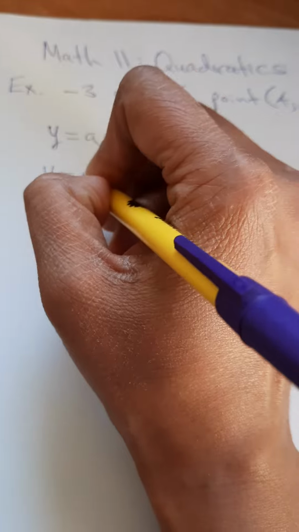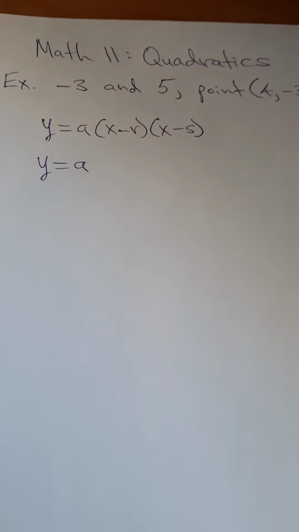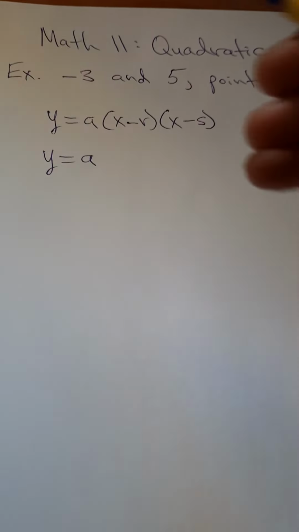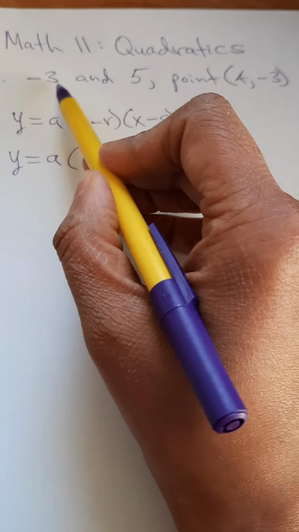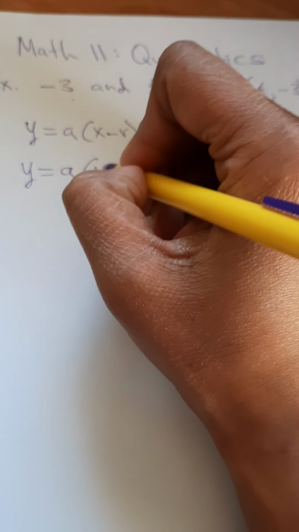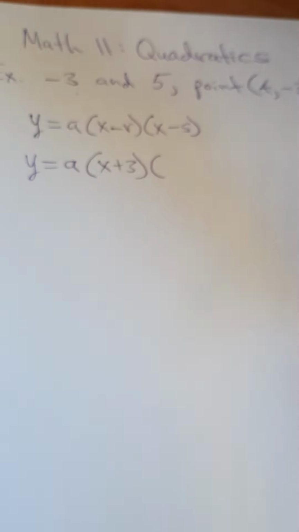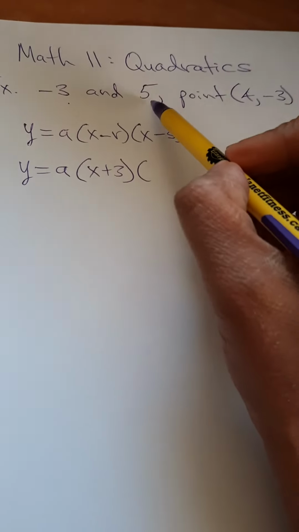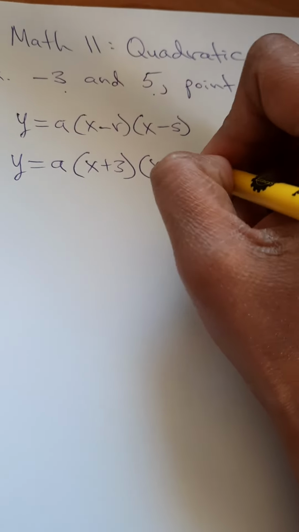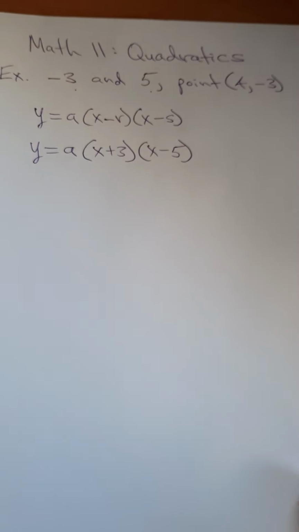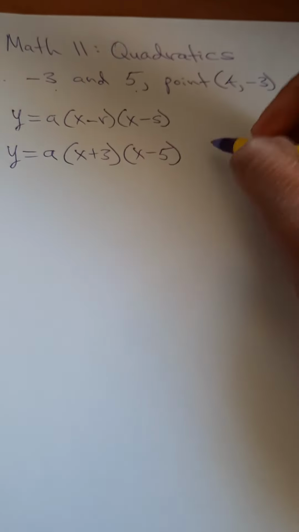When you plug in your value, okay, for the x-intercepts, make sure you are changing the sign. So in this case, my x-intercept is x equals -3. It's going to be x plus 3. The second point is x equals 5. So it's going to be x minus 5. Does everyone see that? Okay.